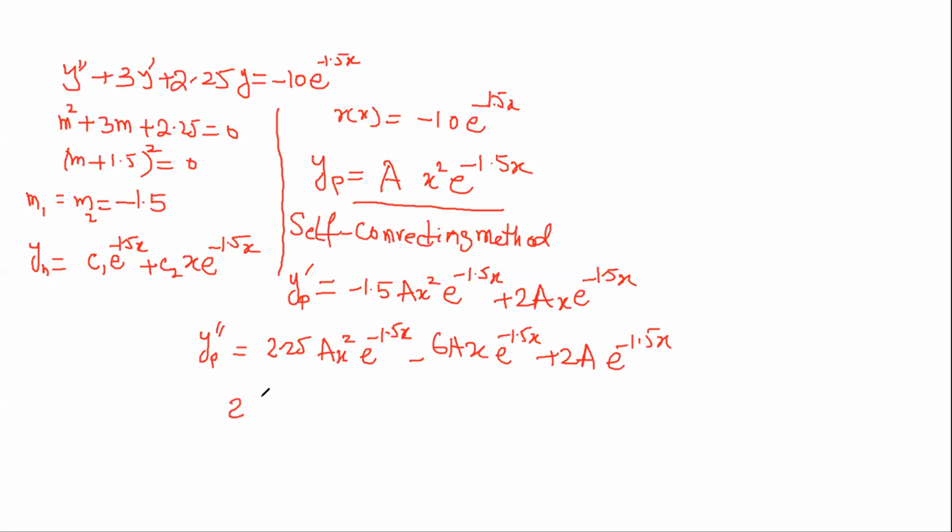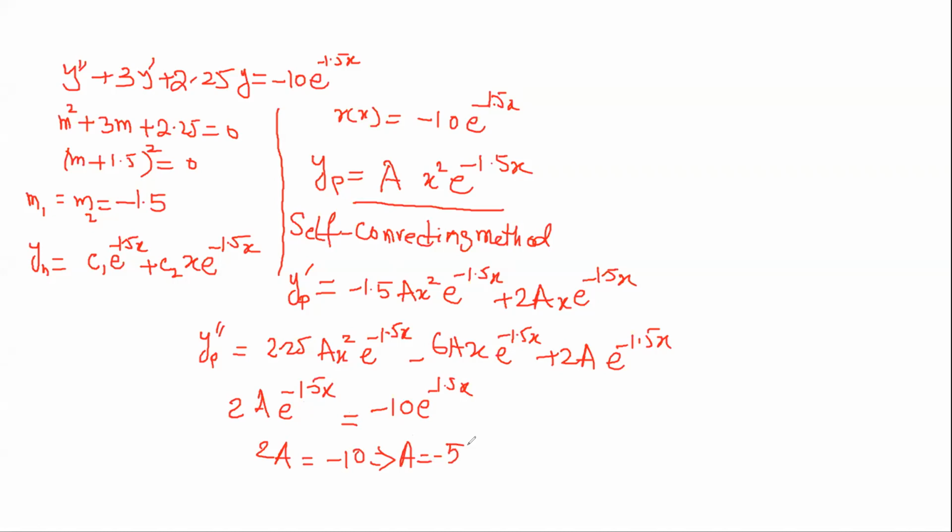So on the left hand side, you will get 2a e power minus 1.5 x. And on the right hand side, you have this value of r(x), so minus 10 e power minus 1.5 x. So this will simply give you that 2a is equal to minus 10 and a is equal to minus 5.